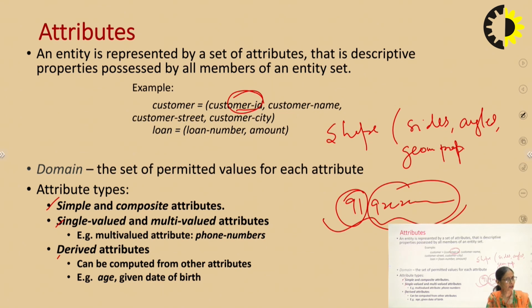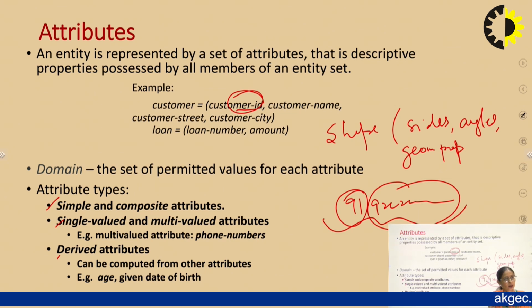Then we have single valued and multi-valued attributes. Single valued means that attribute can assume only a single value. For example, your city. It is not possible that the customer is from two different cities, whereas in the case of a phone number, a person could have multiple phone numbers. It could be a landline, it could be two mobile numbers, and so on. So in this case, phone number is a multi-valued attribute.